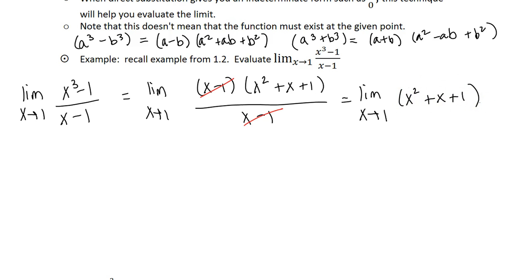And now this is just a polynomial, so I can go ahead and direct substitute. So I'm going to plug in the 1. And this gives me 1 plus 1 plus 1, which is 3. And that is the answer we got in section 1.2 when we did this numerically and graphically, and you can see it analytically here as well.